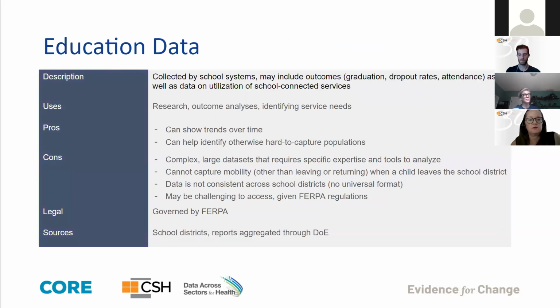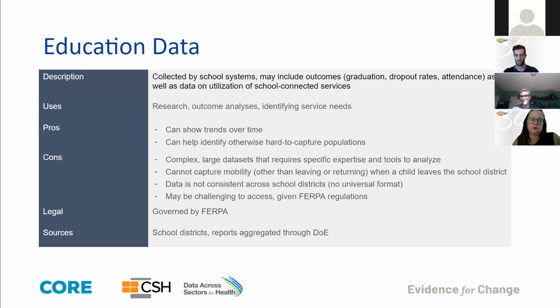Education data. Most people are familiar that school systems collect data. They're required to collect some things: graduation rates, dropout rates, attendance, and data on utilization of school connected services. That does include information on families that may be experiencing homelessness. They use a different definition on the education side, but anyone who's ever registered a child for a new school year has answered those questions about doubled up and living in places unmeant for human habitation and things like that. That's where that goes.